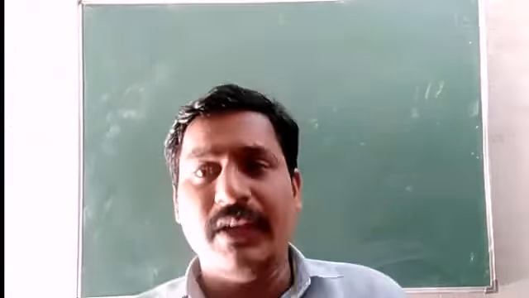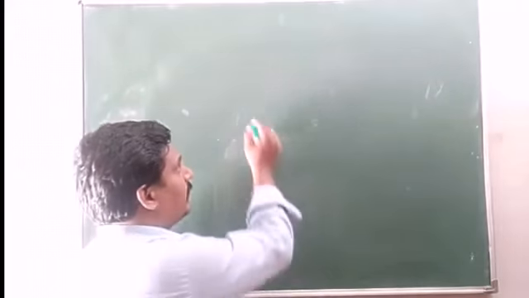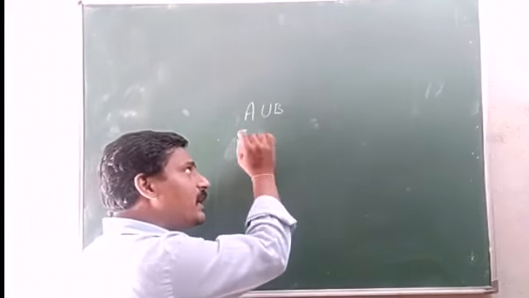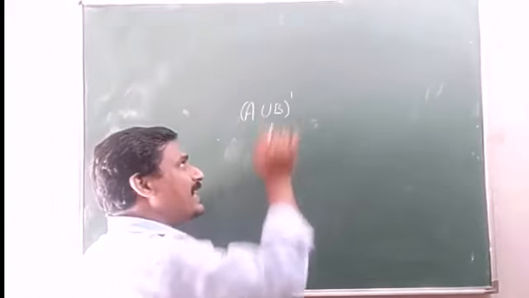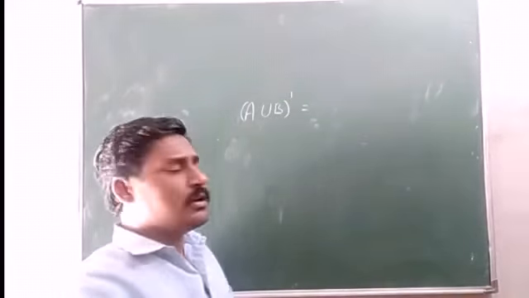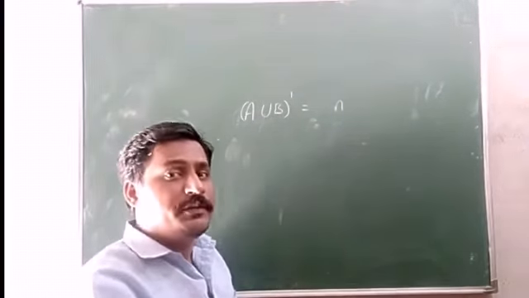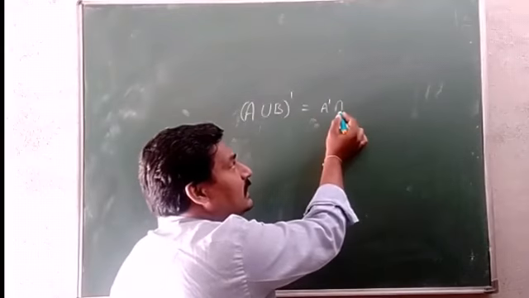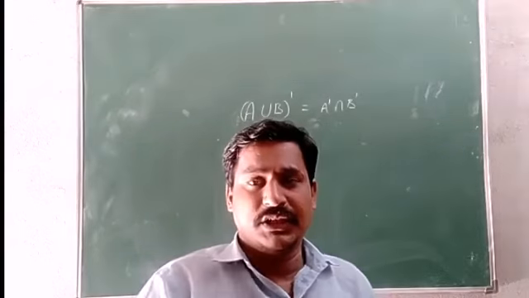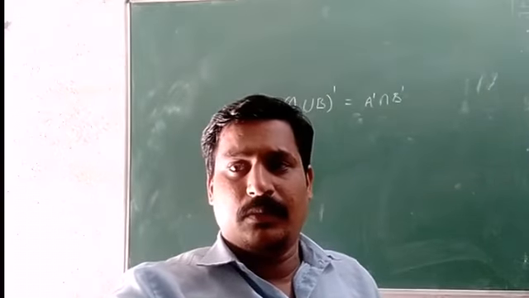That can be written as, if those two events are taken as A and B, then the complement of A union B, that is (A union B) dash, is equal to the intersection of the complements of these two events, that is A dash intersection B dash.